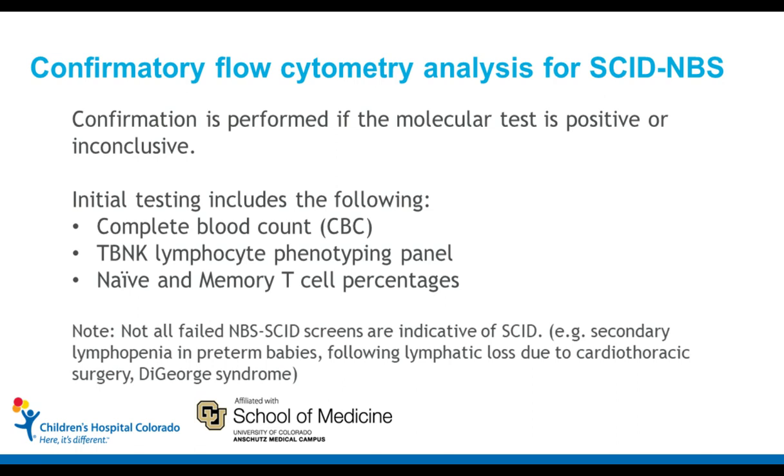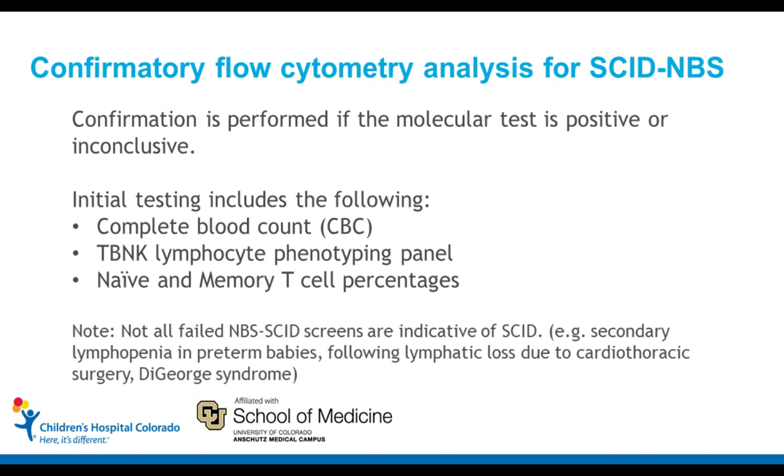So if the TREC test is either positive or inconclusive, then we follow it up by immunological testing. The testing involves a complete blood count, a TBNK panel, which enumerates T cells, B cells, and natural killer cells from peripheral blood. And we also look at naive and memory T cell percentages, and we'll discuss this in a little more detail. It's important to note that not all failed SCID screens are indicative of severe combined immune deficiency.